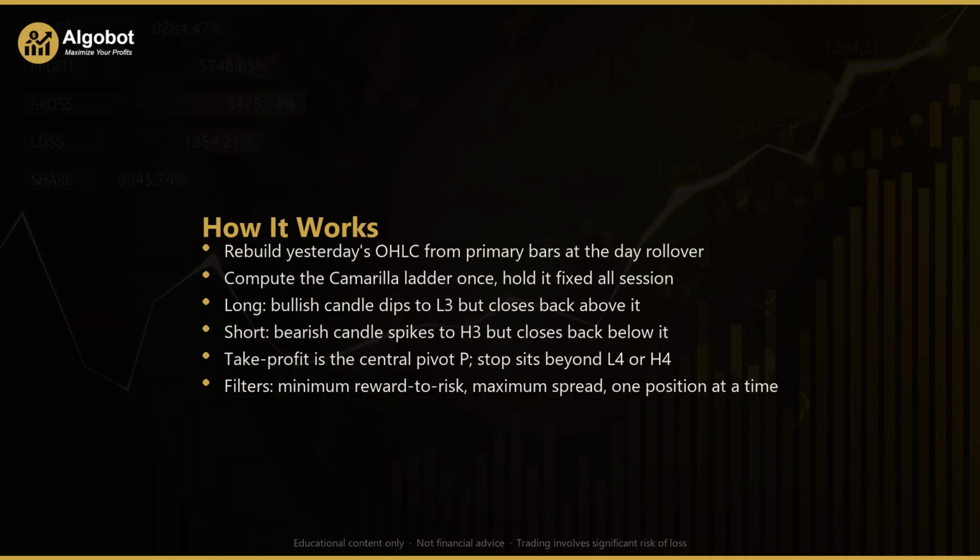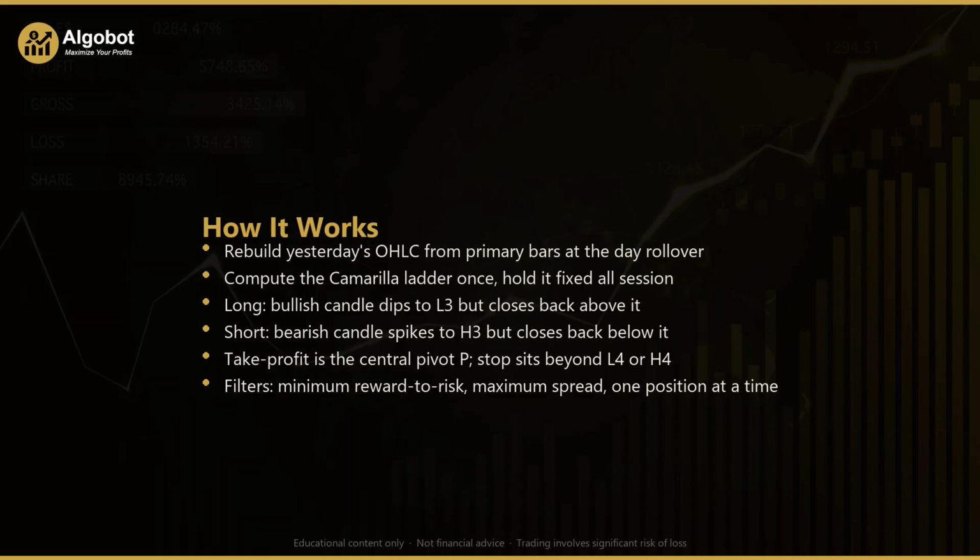Everything begins once per newly closed bar on the primary time frame. The strategy never peeks at a second chart or a higher time frame. Instead, it rebuilds the previous day's high, low, and close by watching the primary bars roll over from one calendar day to the next. When a new day begins, it freezes the day that just finished and computes the Camarilla ladder from it. With the levels in place, the strategy waits for one of two setups.